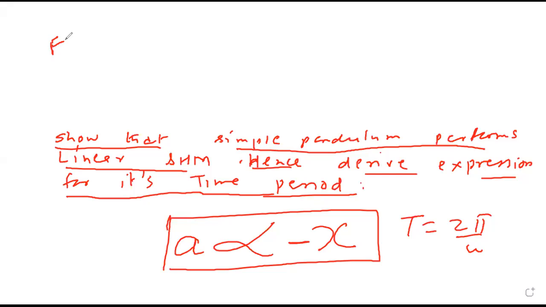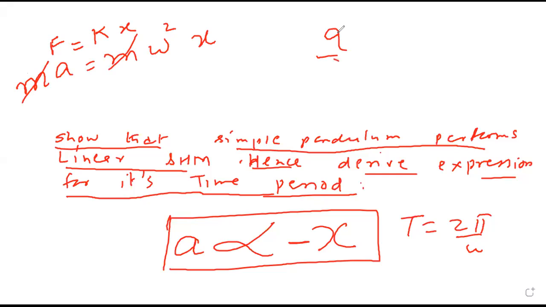Now for SHM, F is kx. That means ma is m omega square x. So a by x will become omega square. So root of a by x will be omega. This is how we can find linear SHM's time period of pendulum. If I can find a by x, then taking square root. So first step, show that simple pendulum performs linear SHM. Then derive expression for time period.